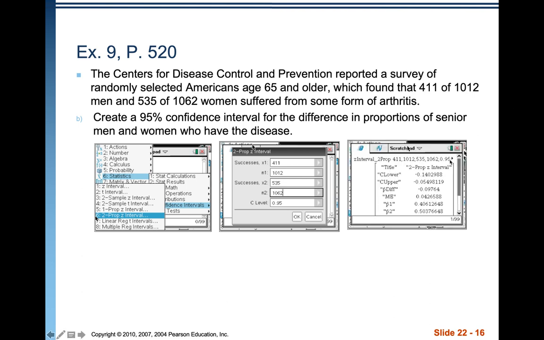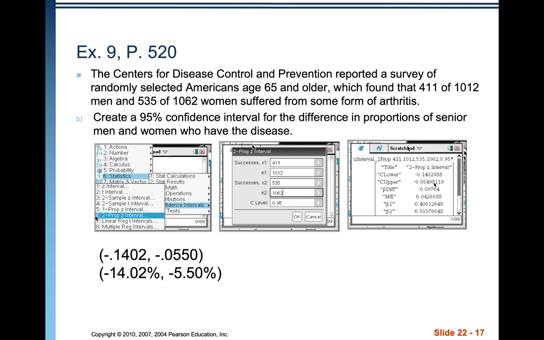And we get our output. Okay, so we have negative 0.1402 on and on, negative 0.05498 on and on. And you need to be mindful of which you subtracted from the other. So this is P1 minus P2. So that means that P2 seems to be larger than P1 since both the differences are negative.